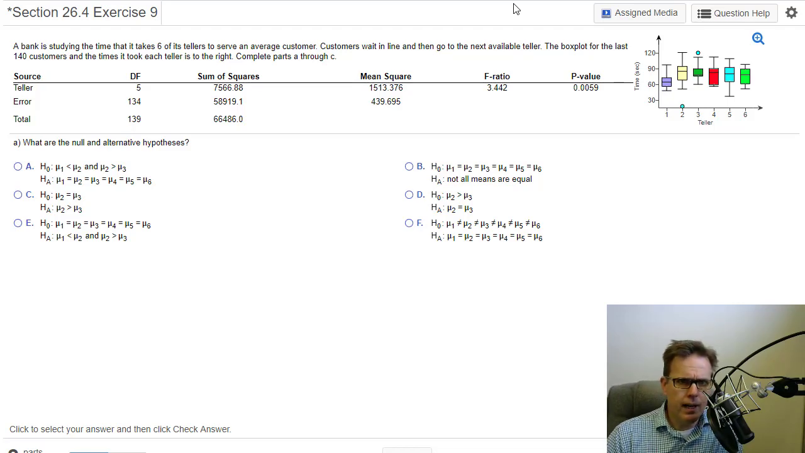So a bank is studying the time it takes 6 of its tellers to serve an average customer. Customers wait in line, then go to the next teller. The box plot for the last 140 customers and the times it took for each teller to the right complete parts A through C. So before I begin even looking at this Anova table, let's investigate the box plot.